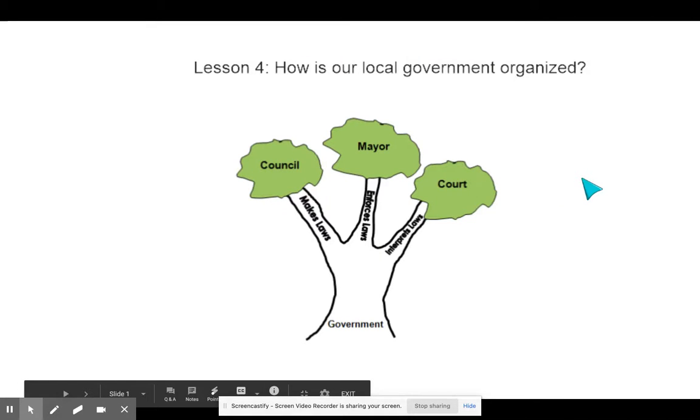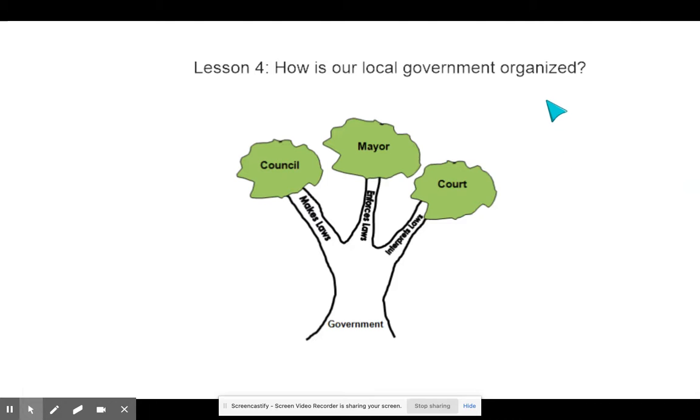Today we are going to focus on how is our local government organized? There are three branches to our government. We have the council who makes laws, the mayor who enforces the laws, and the courts who interprets the laws.